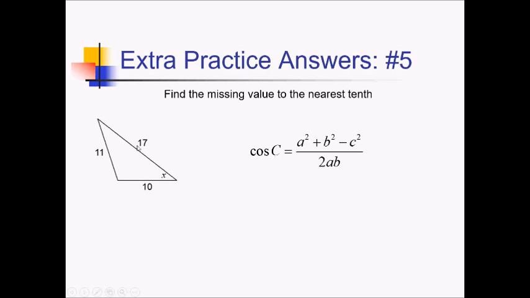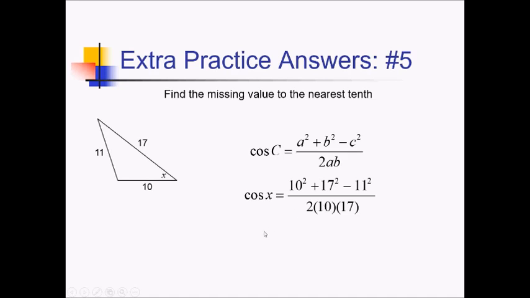So I've got cosine of the x here, and that's going to be, let's see here, my c value, that's always across from the angle. Here's my angle, so across from that is 11. 11 is my c value. That means a and b are going to be 10 and 17, or vice versa. So I've got 10 squared plus 17 squared then, minus the c value of 11 squared. And that's going to be all over 2 times 10 times 17.